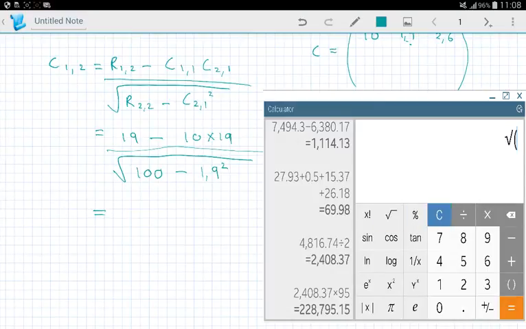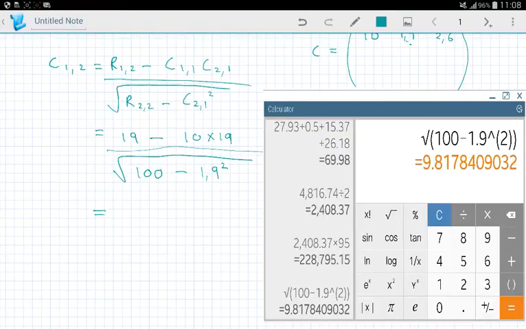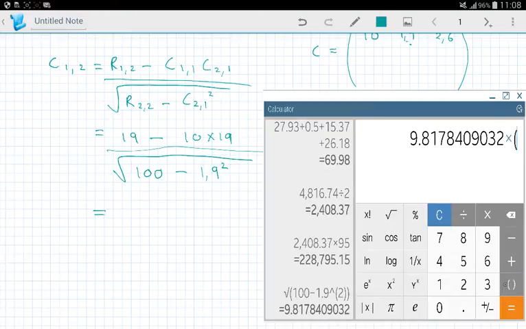What we want to do is have the square root of 100 minus 1.9 squared. Close those brackets. Is that going to actually give us a value? Oh, it does. Look at that. But wait, we want this value. How does this calculator even work? Let's open up our brackets.